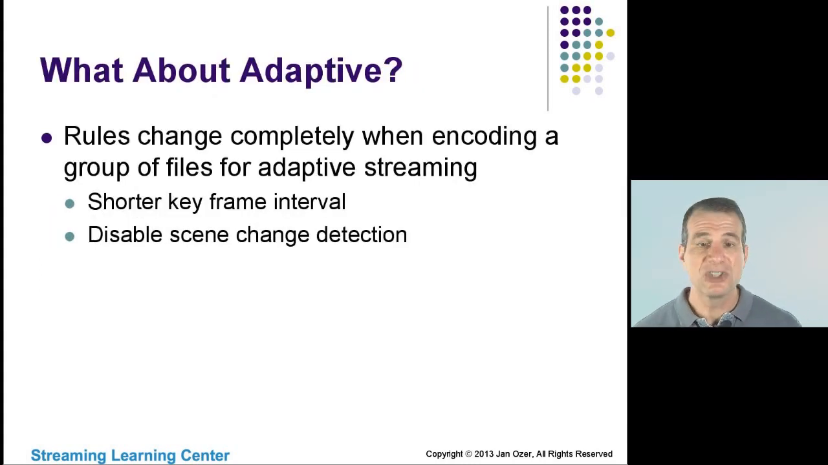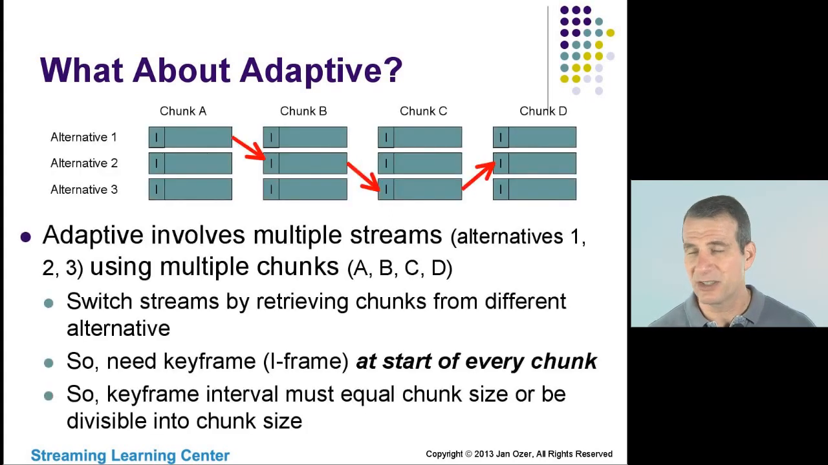Now, what about adaptive? The rules change completely, and you're going to want a shorter keyframe interval. And in many instances, you're going to want to disable scene change detection. And let's look at why. So here's kind of a schematic of how adaptive streaming works. We've got 3 file alternatives: alternative 1, alternative 2, and alternative 3. And then let's say each of these chunks is 3 seconds of video or 6 seconds of video. The streaming encoder will encode these into chunks, and then when you switch streams, because the bandwidth varies, the buffer gets low, or the CPU starts getting overheated, you basically retrieve and play a different chunk in the next file.